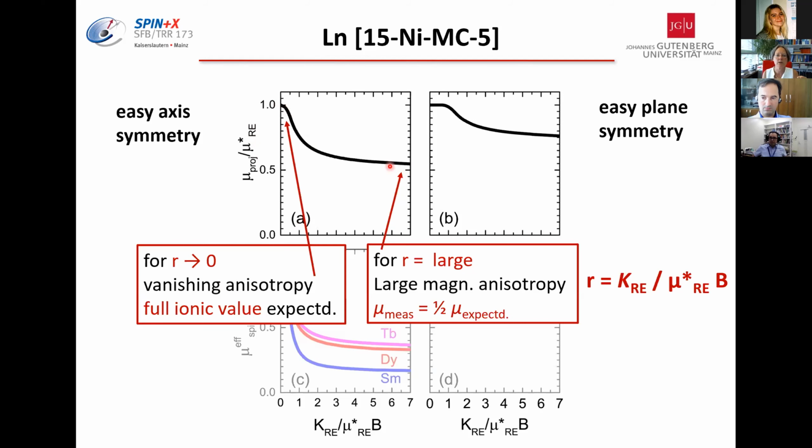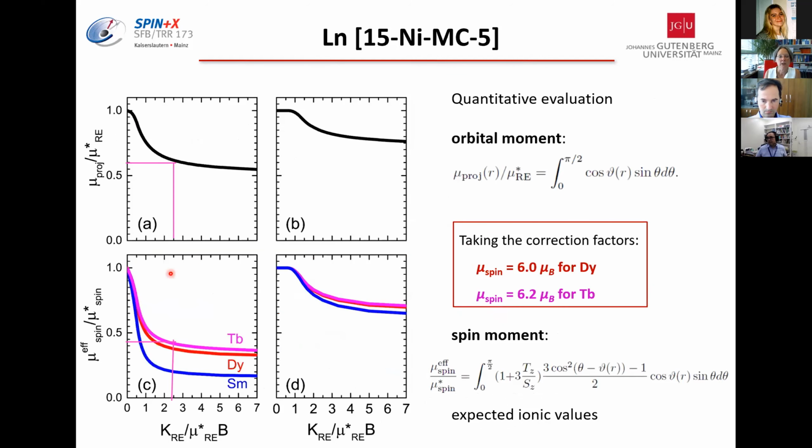So this is what we expect for vanishing anisotropy. And what is put here on the left, on the y-axis, is simply the ratio of the projected and the ionic value. So this should be 1. In contrast, if you have a large magnetic anisotropy, then what we expect from this picture is that the measured magnetic moment is approximately half of the expected one. And this is exactly what we observe. So what we did here is we analyzed our experiments in this frame. And then we can say, okay, what we get out from this after taking into account all these molecular orientations, and we have to put here the powder.